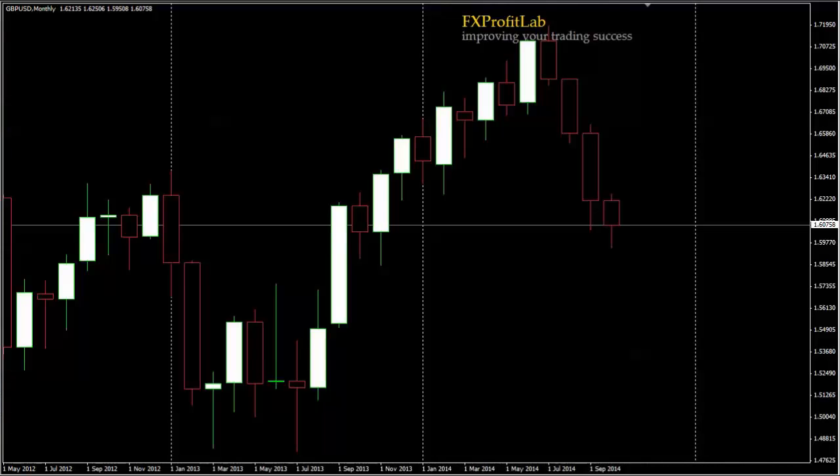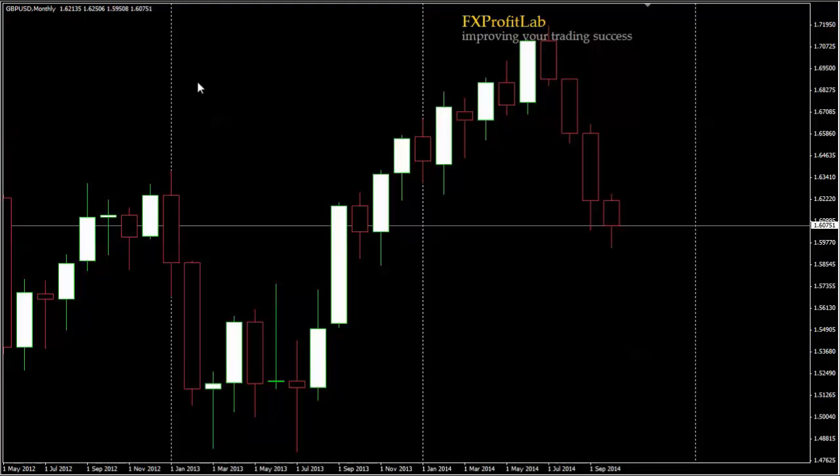Right, so let's look at trend and understand the trend is your friend. Well, here we go. Let's look at this. This is the pound, GBP USD, the pound dollar. Currently, we're looking at the monthly chart. Now, the monthly chart means that we're looking at monthly candles.